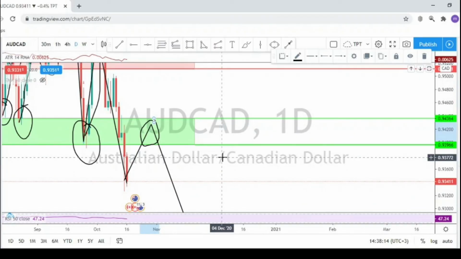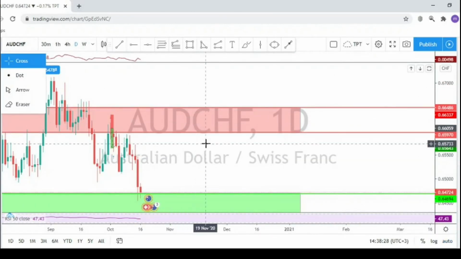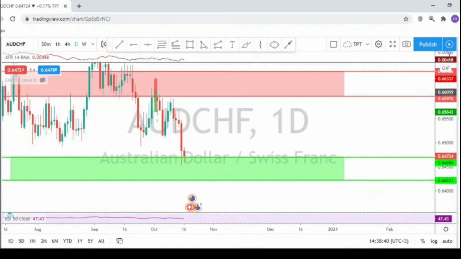My next prediction is on Aussie Swiss. These two currency pairs, guys, what do you see common to them? Aussie CAD and Aussie Swiss. These are correlation pairs, right? Because Aussie is common in these two pairs. In Aussie Canadian, I'm looking for a reason to sell. And on this Aussie Swiss, I'm looking for a reason to buy.